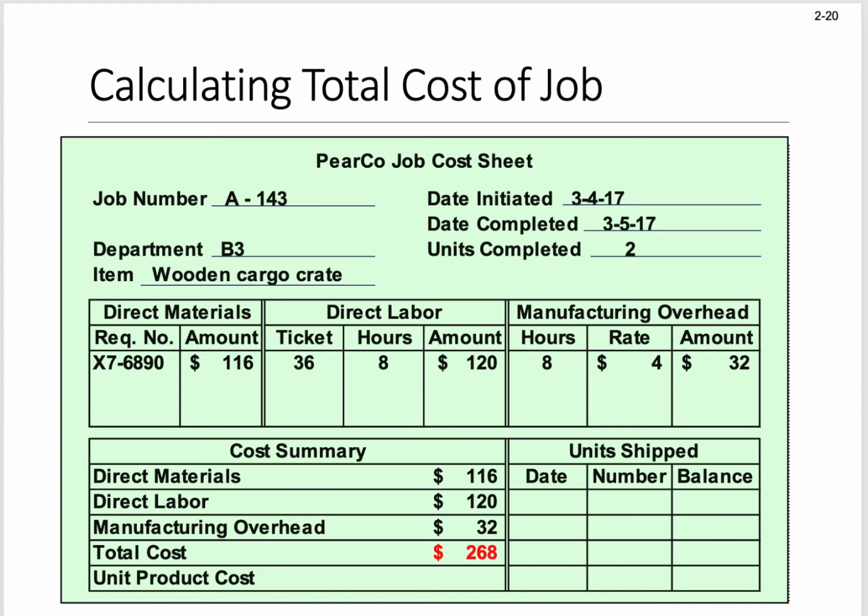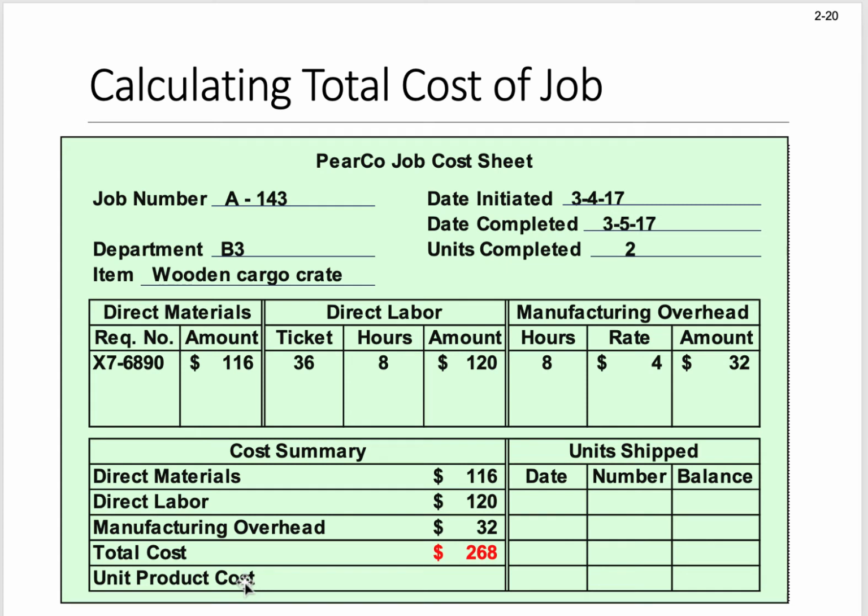Hey, how do you know it's 2? Well, look at the job cost sheet, right? Because we're using this job cost sheet from the time that we start the job to the time we finish the job. Well, this job was completed on 3/5 of 2017, right? We see that underneath the date initiated. Then we see the units completed, 2. So it cost us $268 to make 2 wooden cargo crates, okay?